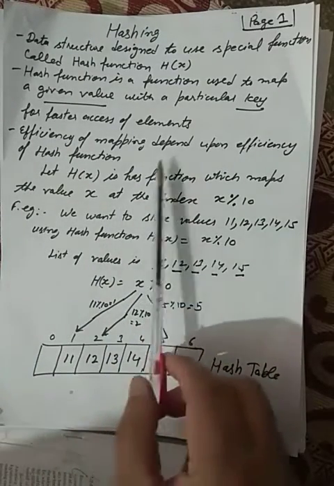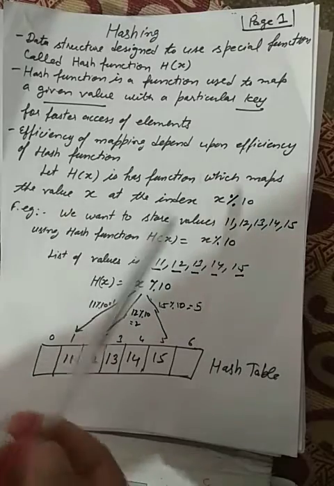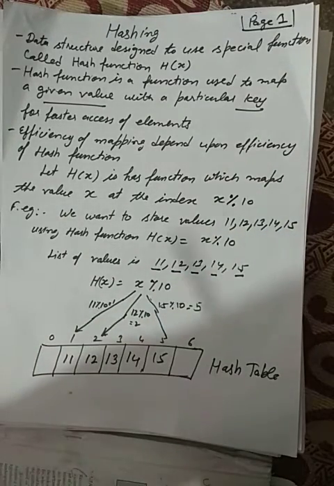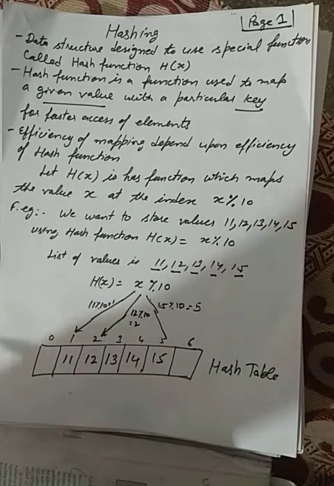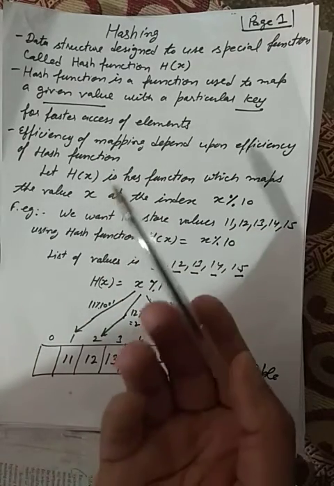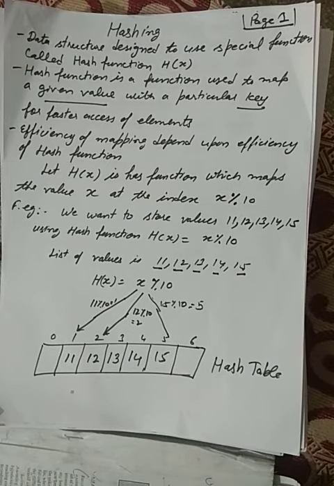So the efficiency of mapping depends upon the efficiency of the hash function. How efficiently we can map the given value to the given slot in the hash table depends upon the type of hash function we select. We can select different types of hash functions for different data values.